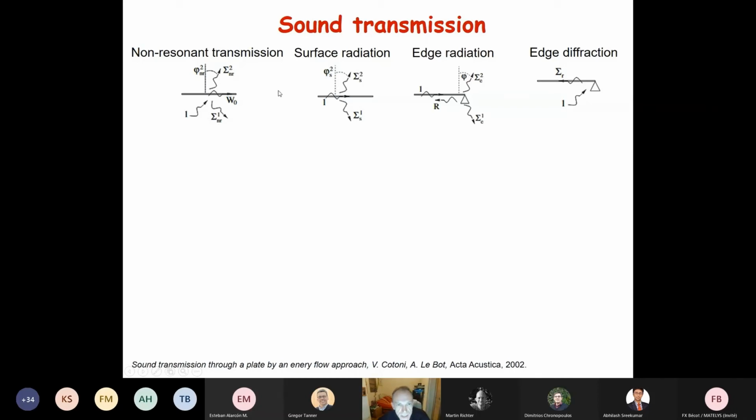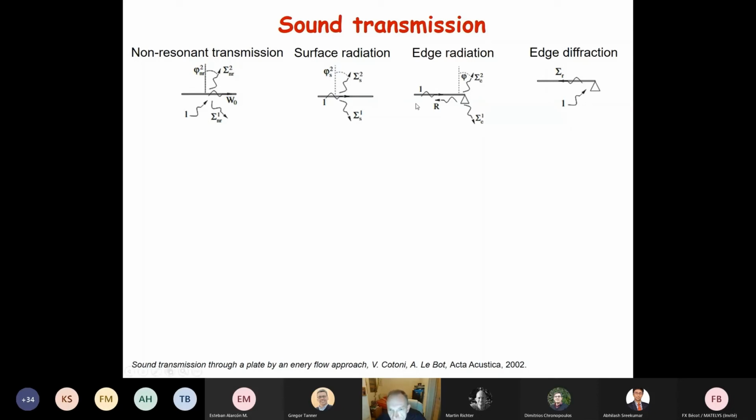The second possibility is surface radiation. Imagine that you have a structural wave in the plate traveling from left to right. Then two acoustical rays are emitted, one to the top and one to the bottom. But in that case, the angle is exactly the angle that I have shown to you in the previous slides, the radiated angle, which is predicted by the ratio of sound speed and structural speed.